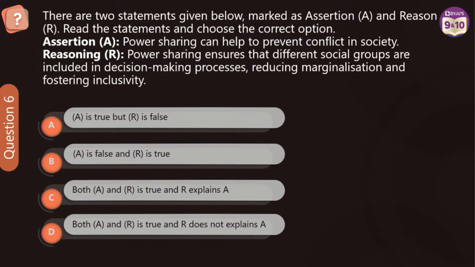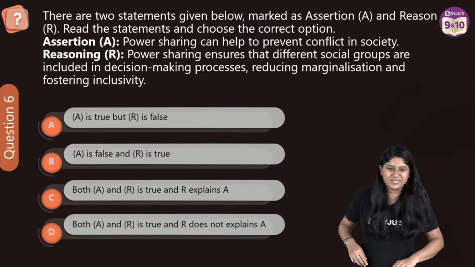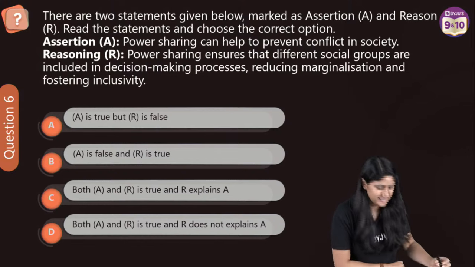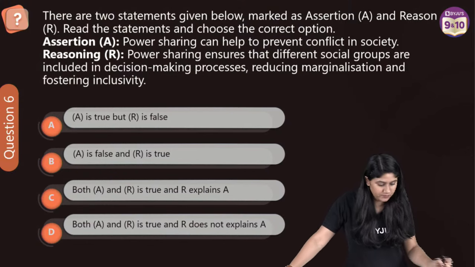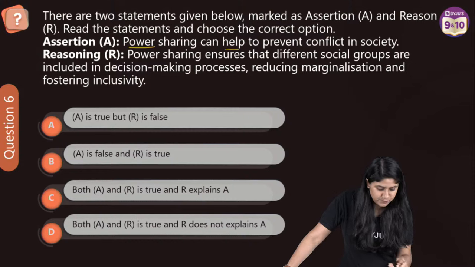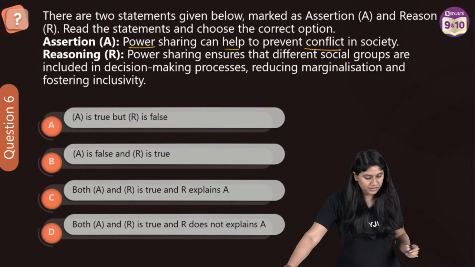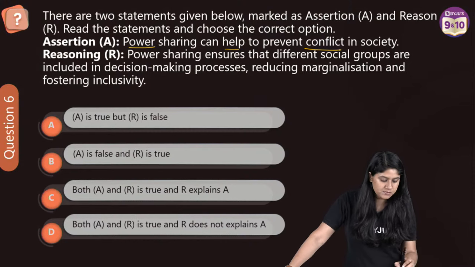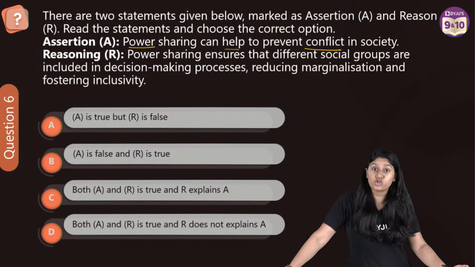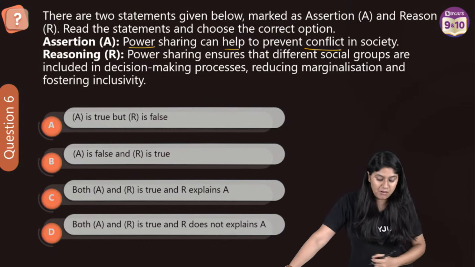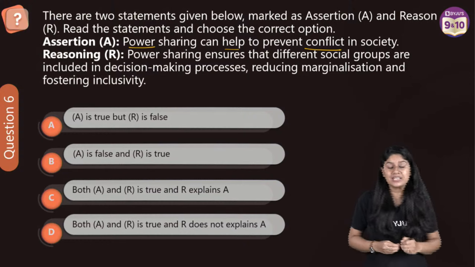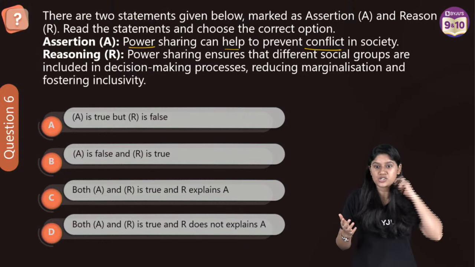Yes, everyone. So here, I'm sure you all have read the question. We have the question from the chapter power sharing. We have assertion and the reason. Assertion: power sharing can help to prevent conflicts in society. The reason for that is power sharing ensures that the different social groups are included in decision-making process, reducing marginalization and fostering inclusiveness. So it's a very easy question, right?